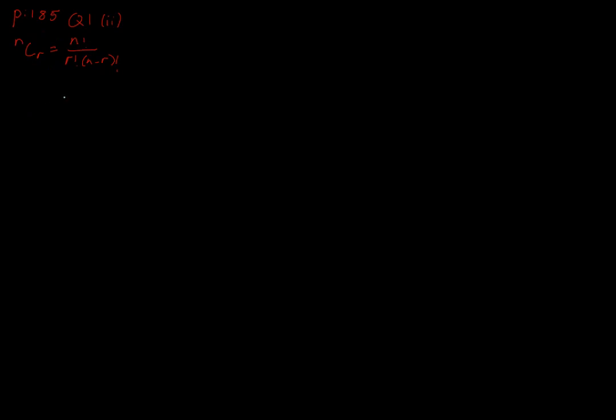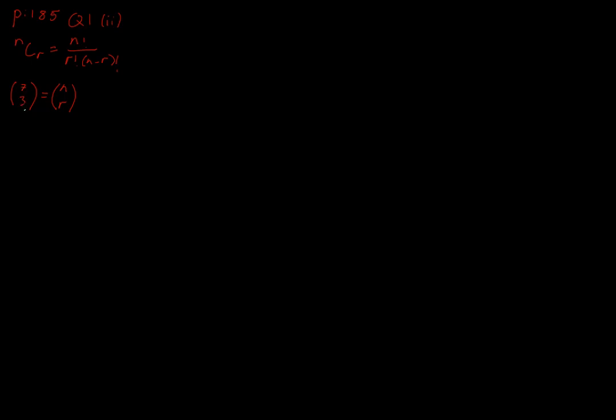So if we have a look at question 1 part 2, we can see that we're given something that looks a little bit funny. It's like we have numbers written in a bracket. So what we have here is n and r. So we have 7 objects and we're going to choose 3 of them.